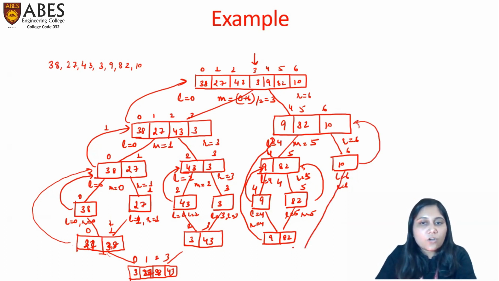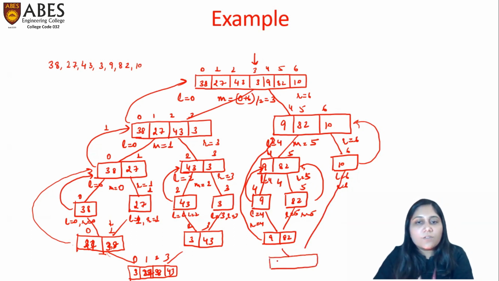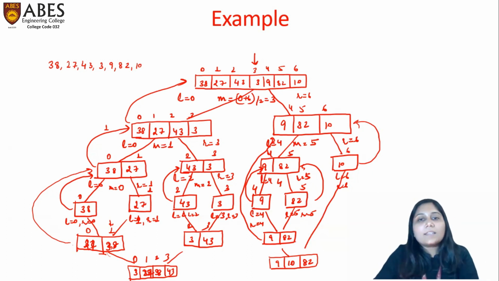Only what is left is your merging. So now I am going to merge these two parts, which will become gradually 9, 10, and 82. These are the merging of two sorted arrays. This is array 1 and this is array 2. Now you see, the left is completed for this bigger one and the right is also completed. So we have taken our control back over here.